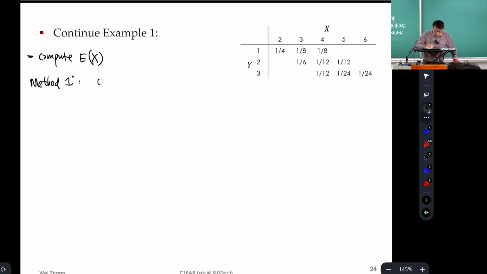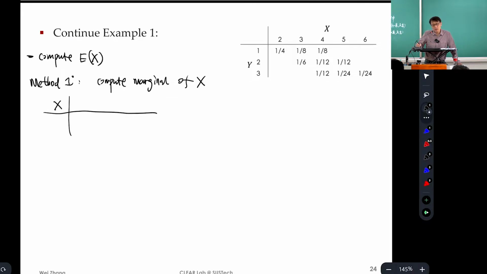So first of all, let's compute the marginals of x. How many values can x take? 2, 3, 4, 5, 6. Okay? What's the probability of each of these values? What's the probability of x equal to 2? How do you compute them? You should sum over all the possible values of y, because you don't care about y. You only care about x equal to 2. So in this case, x equal to 2, all the others are 0, right? So that's also 1 over 4.